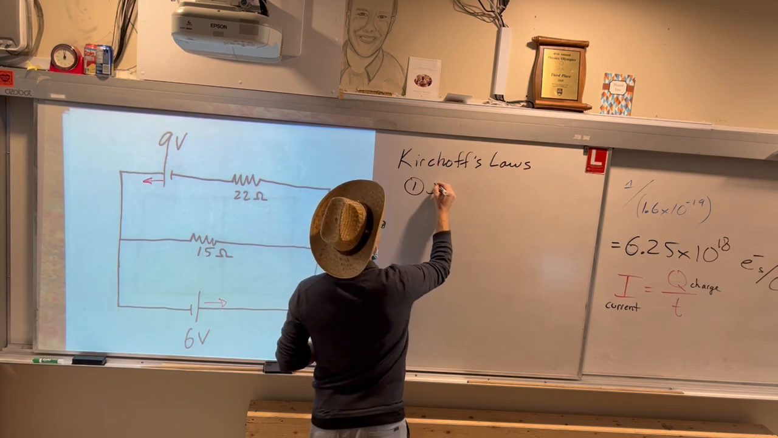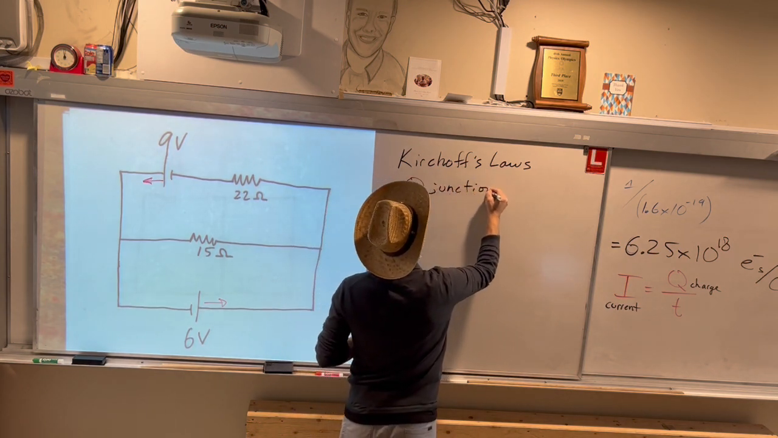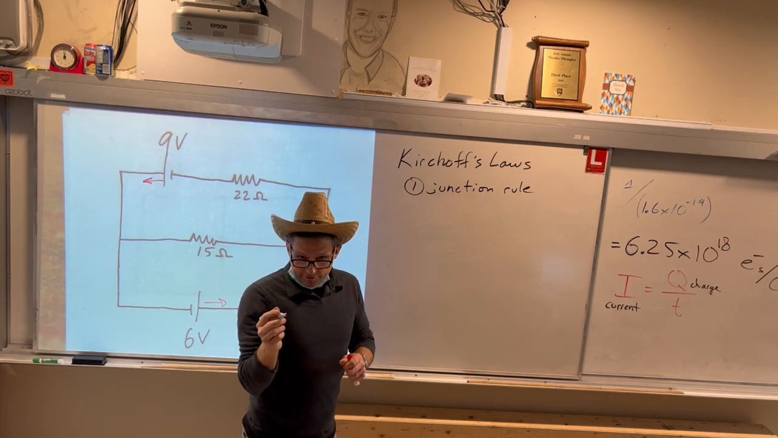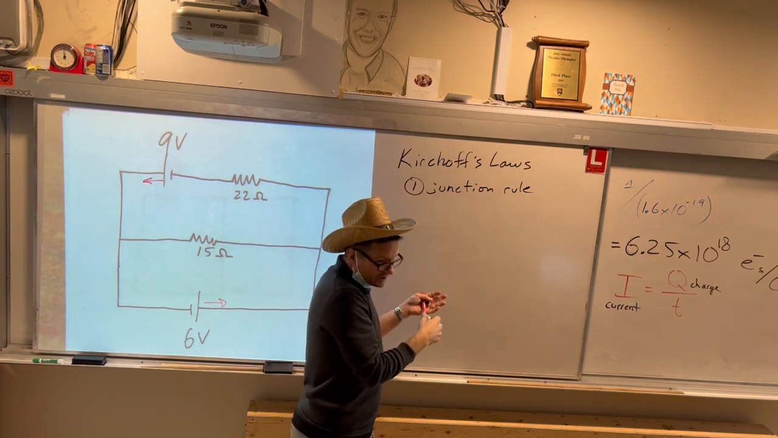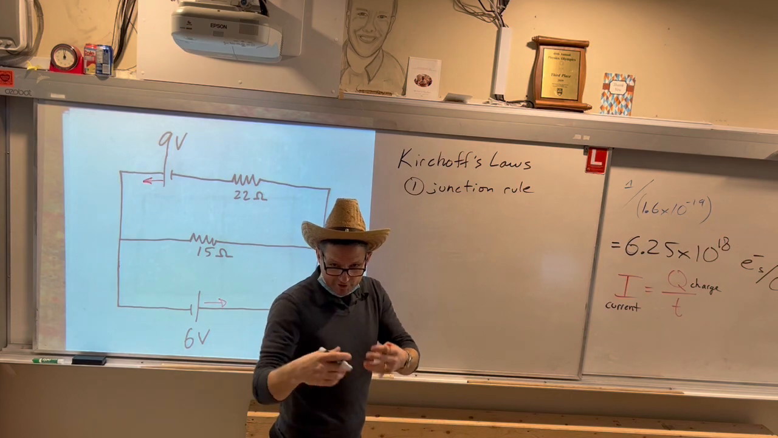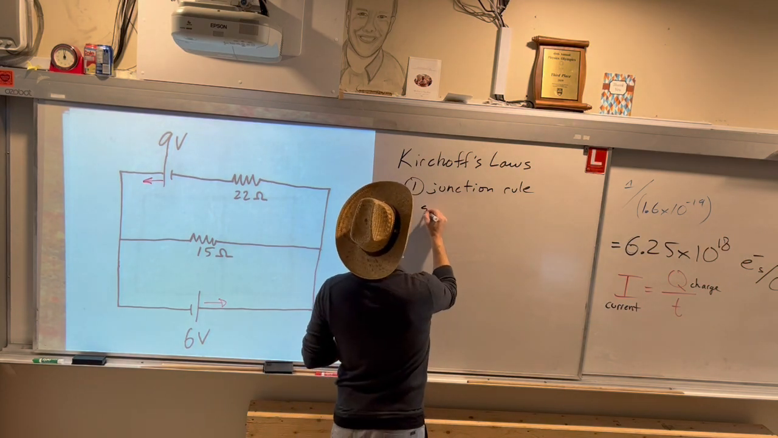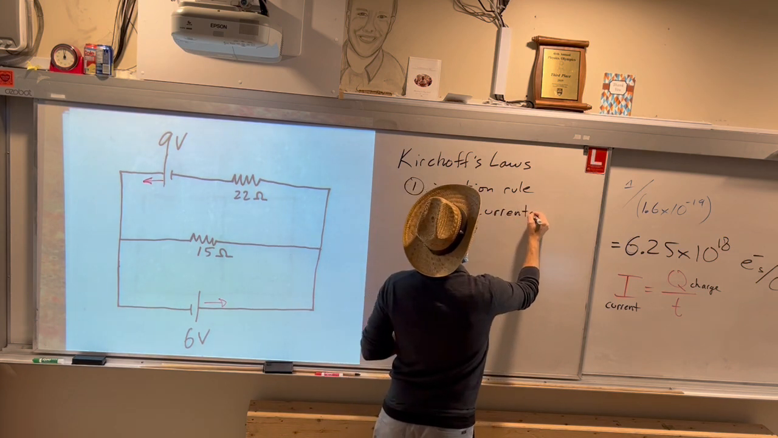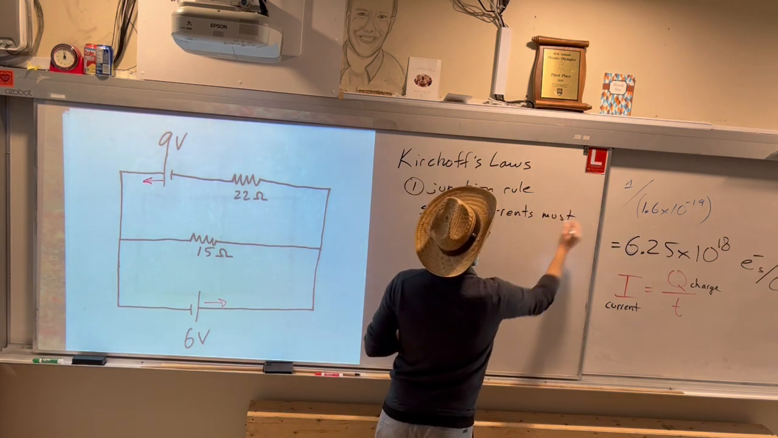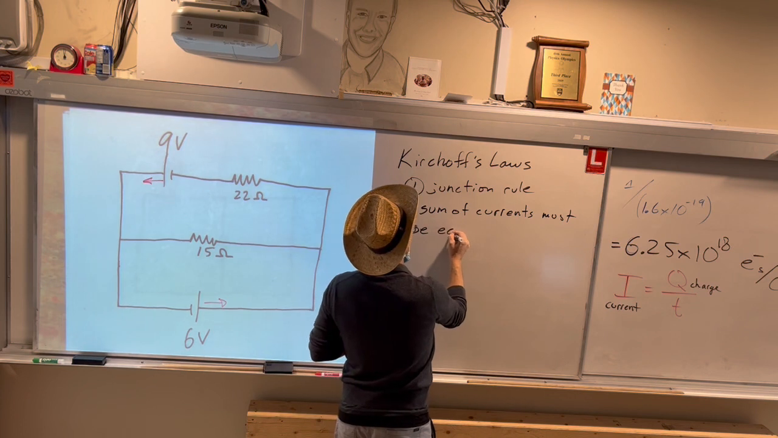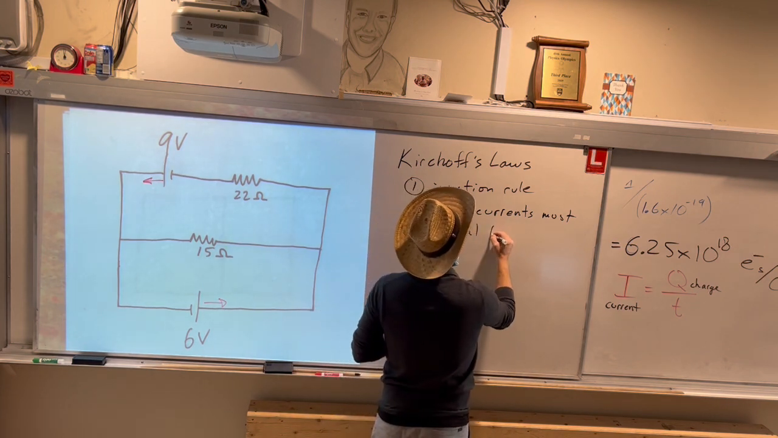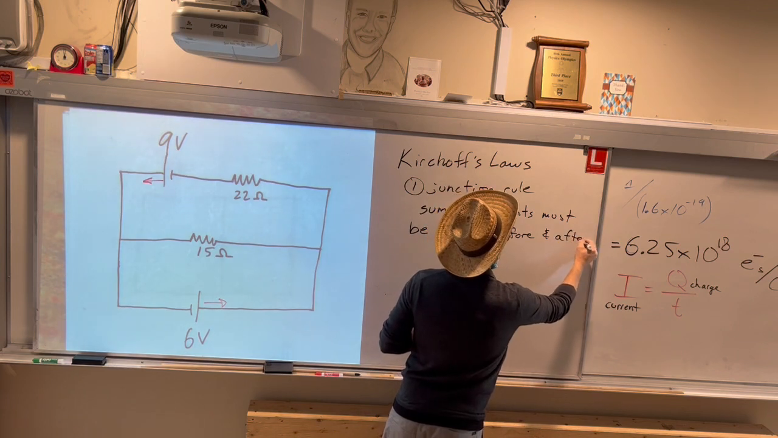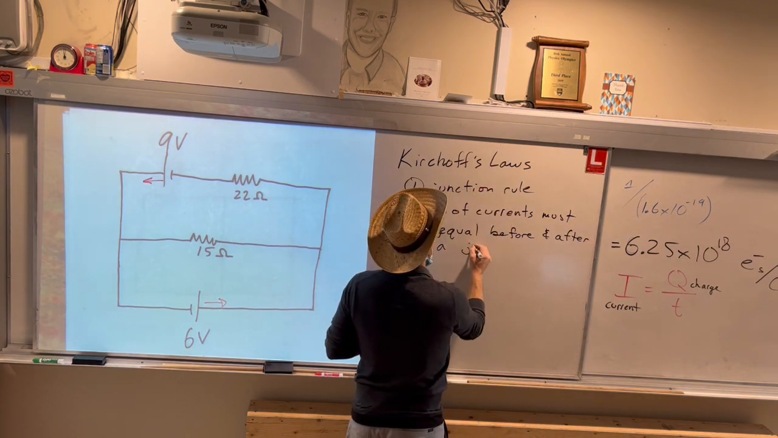One is the junction rule. The sum of currents entering a junction must equal the sum of currents leaving a junction. And I'll just say the current must be equal before and after a junction.